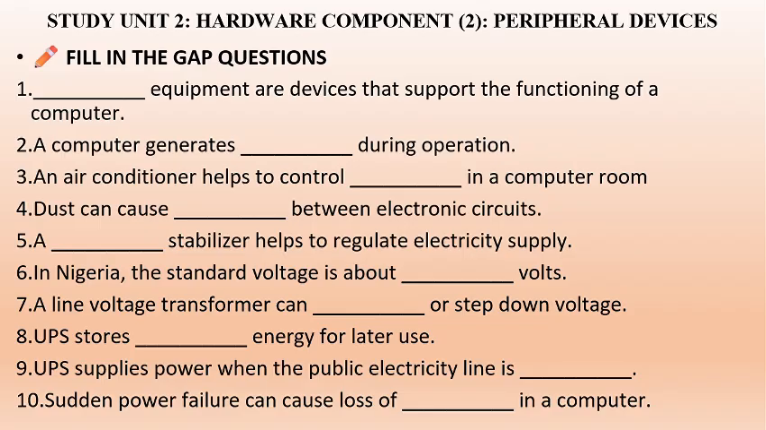So number 5, a dash stabilizer helps to regulate electricity supply. A voltage stabilizer. Then number 6, in Nigeria, the standard voltage is about dash volts. What is the standard voltage for Nigeria? 240. What of USA?